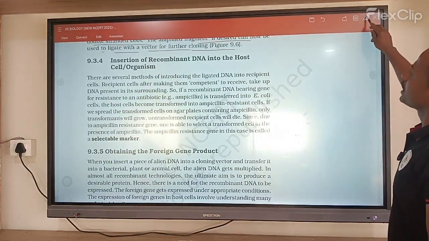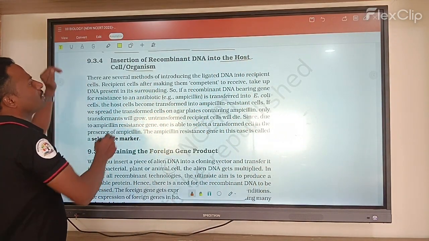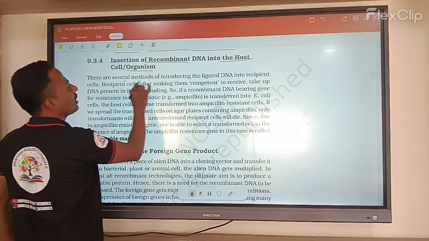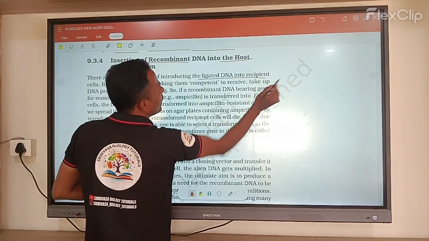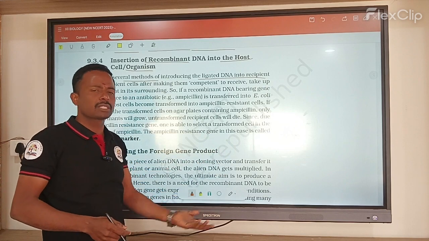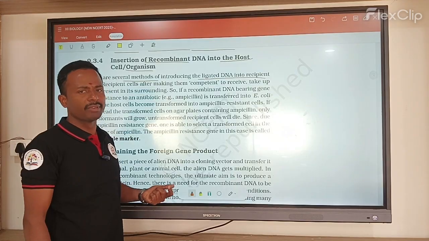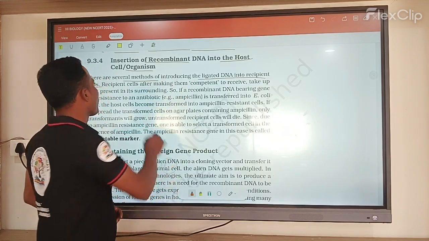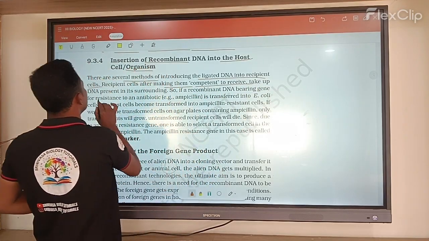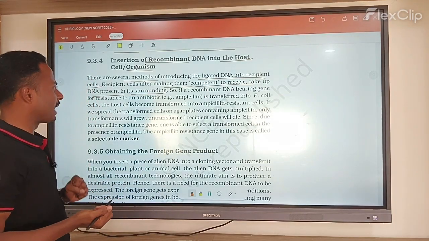Let's discuss the insertion of recombinant DNA into a host cell or organism. Here, the insertion of recombinant DNA. There are several methods for introducing the ligated DNA into a recipient cell. So how do they introduce it? Before, we also discussed the biolistic method, that is the gene gun method and the microinjection method. Am I right? It is similar here. The recipient cells are made competent to take up the DNA present in the surroundings.